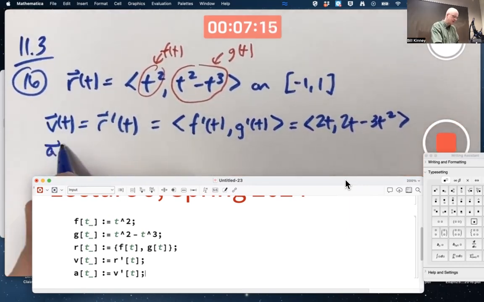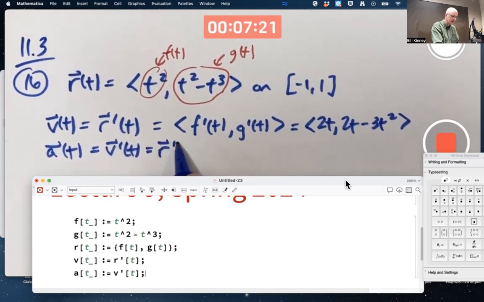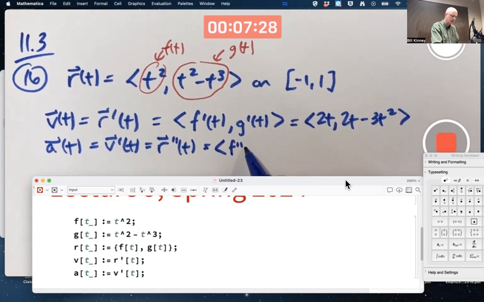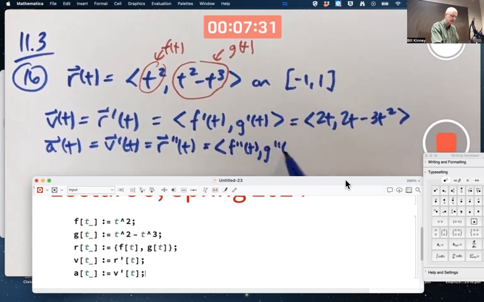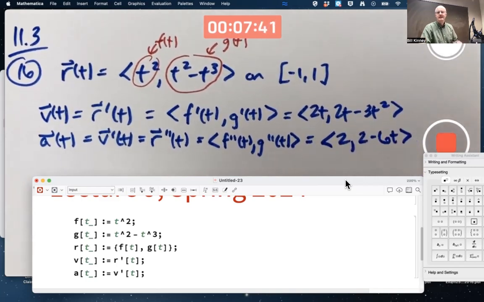The acceleration vector is the derivative of the velocity vector. And yes, you could also say it's the second derivative of the position vector, as you would expect. In terms of f and g, the components will be f double prime of t and g double prime of t. And in this example, that will simplify to 2 comma 2 minus 6t. These things are functions of t. We can evaluate them at any value of t that we want and try to interpret the meaning of these at different values of t. But what's most insightful is thinking about letting t change and seeing an animation, seeing how these things change over time.